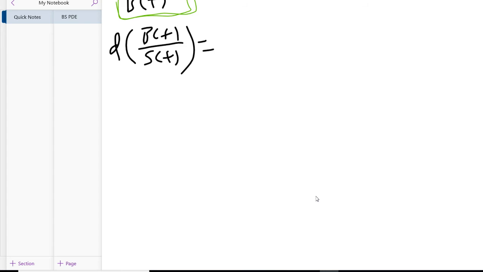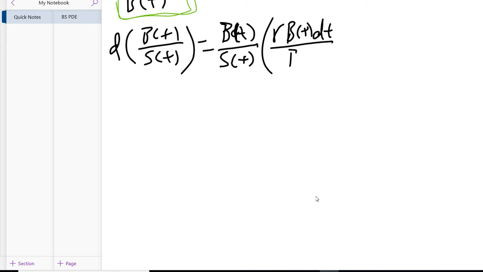Basically what we'll have here is B_t over S_t times r B_t dt over B_t, those quickly drop out. Then we're going to have minus r S_t. So these are the Q dynamics.